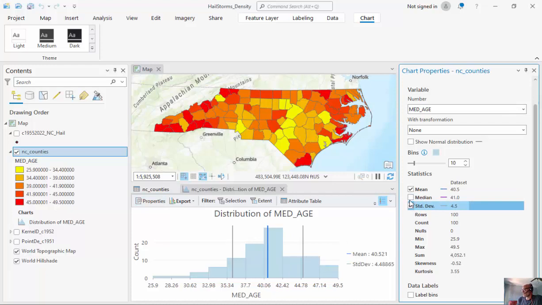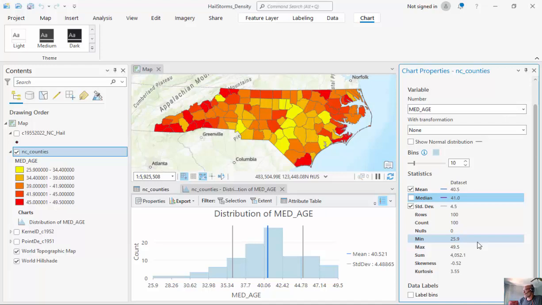Now what we're going to look at today is the standard deviation. And you can see the standard deviation is 4.5. And then we'll talk about how we can calculate the variance. And then we also have the max and the min. And so the range is just going to be the max minus the min. So the max minus the min.